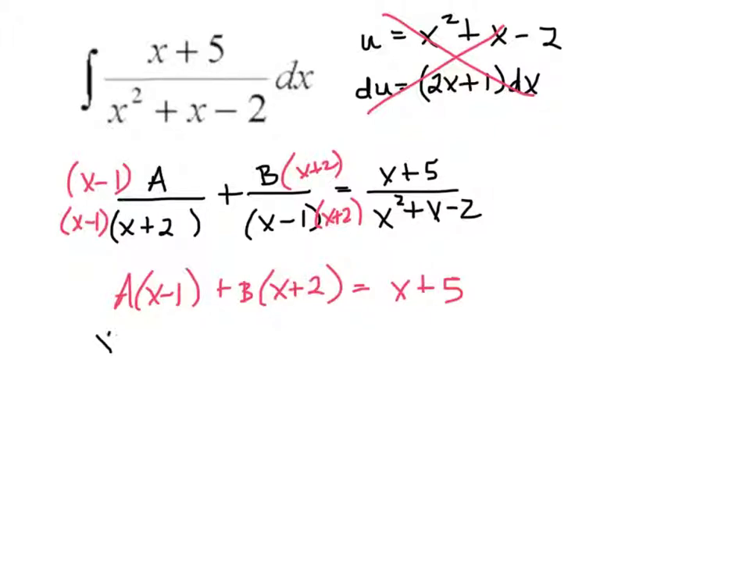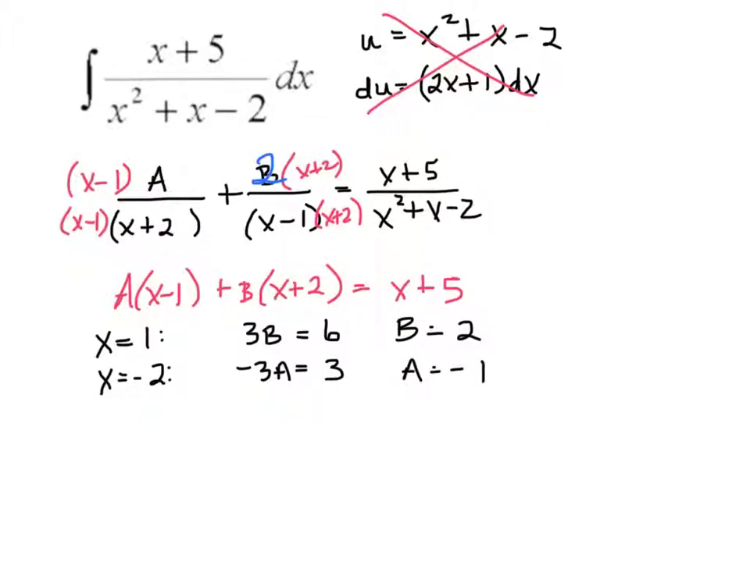So first, let's pick x to be 1. Again, the reason I picked that is because then that first part will cancel. It'll be A times 0. So I'll have 3B equals 1 plus 5, so 6. Don't forget to plug 1 in every time you see x. So B is 2. So let me go back up here. I'm just going to write a 2 on top of B. Next, x needs to be negative 2. So I'd have negative 3A equals 3. So A is negative 1.